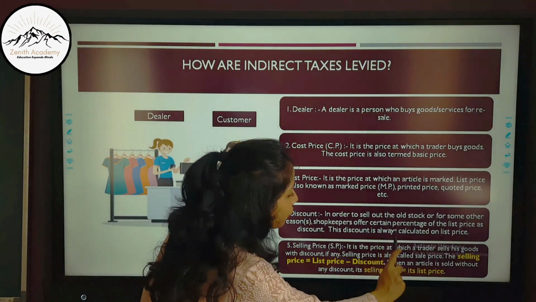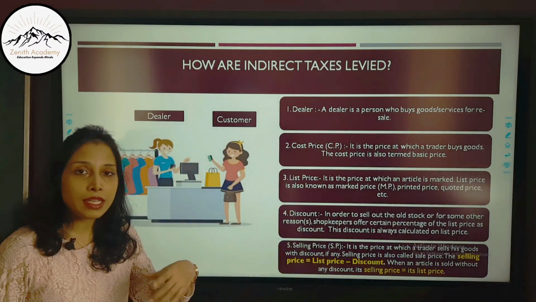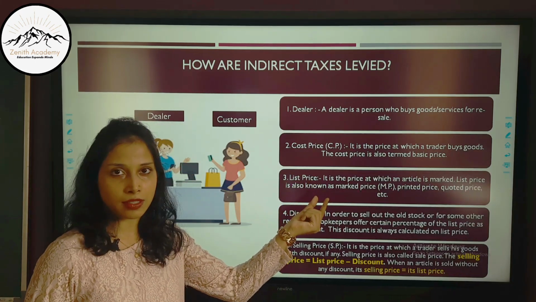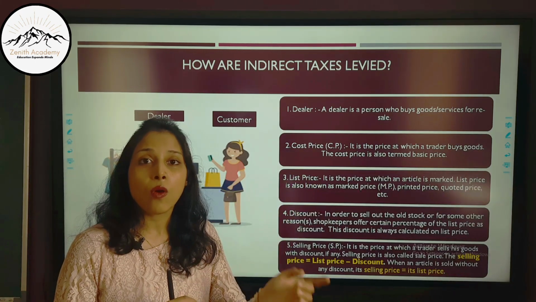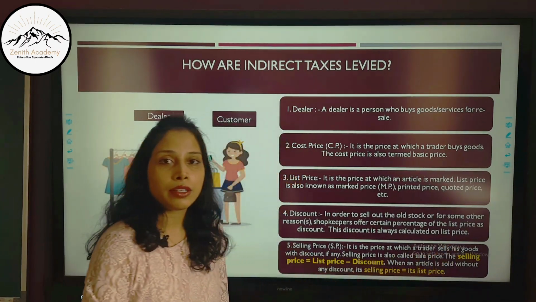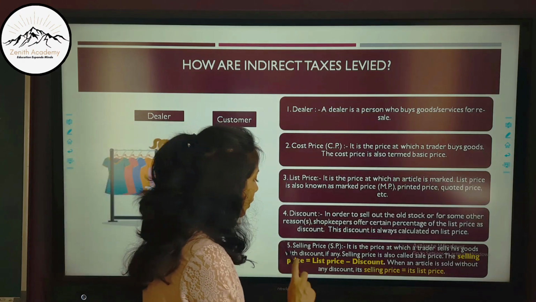A shopkeeper offers a certain percentage of the list price as discount. So please remember, discount is always a percentage of the list price. Discount is always calculated on the list price. This is a very important point to remember.